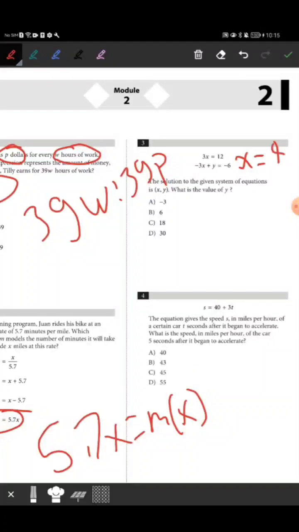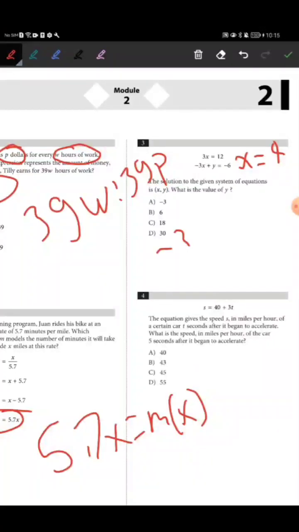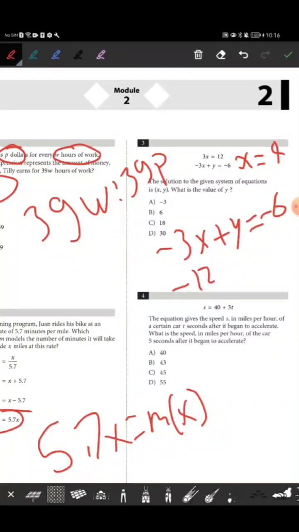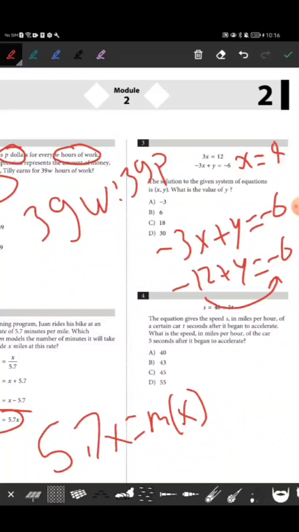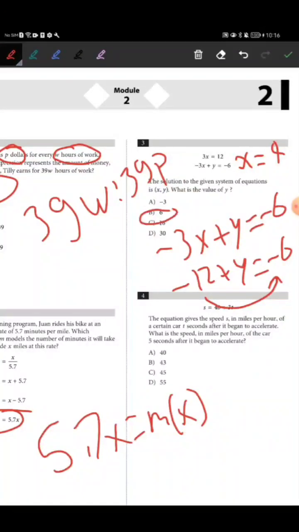So minus 3x plus y equals negative 6. So negative 12, because x equals 4 and negative 3 multiplied by 4 equals negative 12, plus y equals negative 6. And we take negative 12 to the other side, it becomes positive 12. So negative 6 plus 12 is 6, so y equals 6.